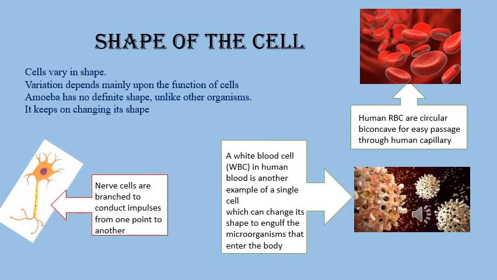White blood cells in human blood are another example of a single cell which can change its shape to engulf the microorganisms that enter the body. Human RBC, red blood cells, are circular and biconcave for easy passage through human capillaries.